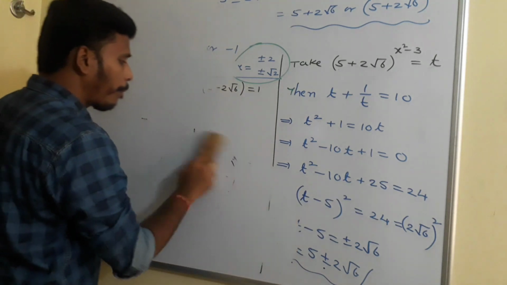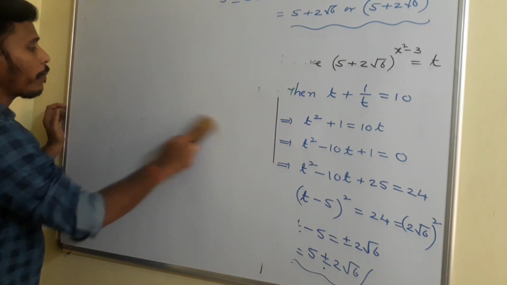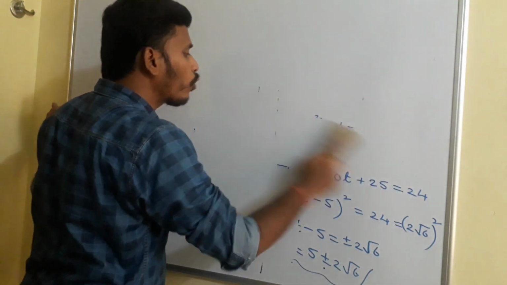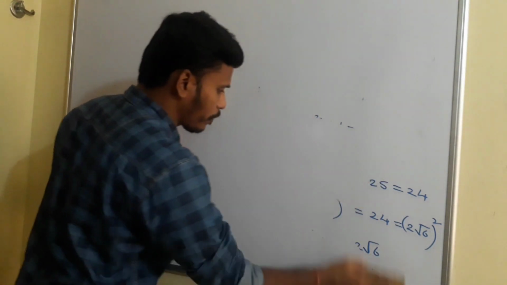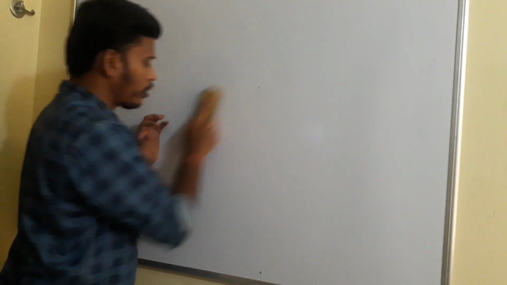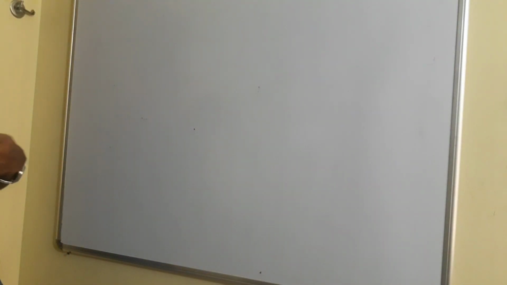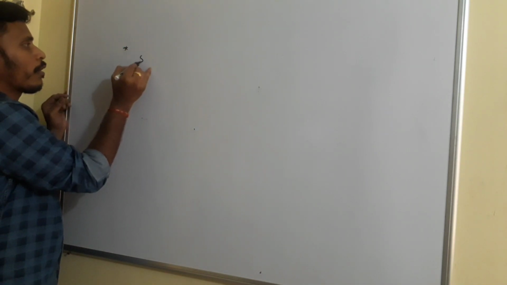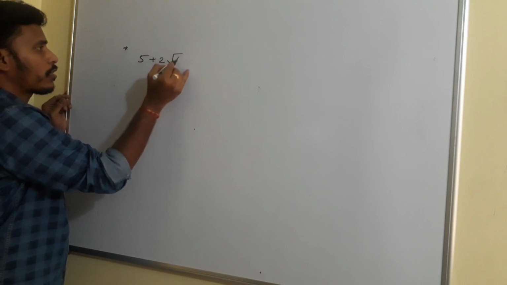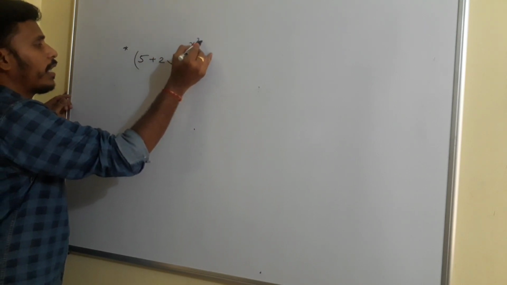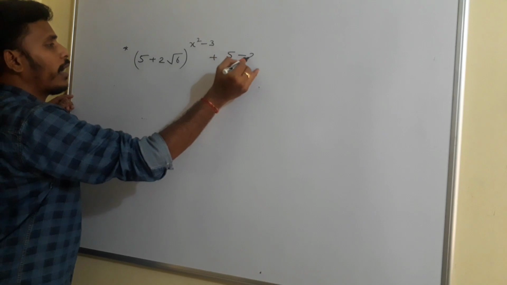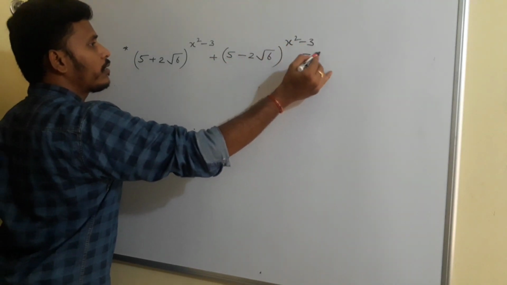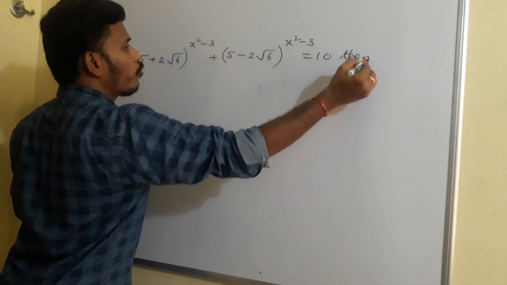Just observe the pattern of the question, the format of this question. With that format, I am going to give you a generalization for this problem. How the question is there, how the format of the question is there. If you observe, the question is like this: 5 plus 2 root 6 to the power x square minus 3 plus 5 minus 2 root 6 to the power x square minus 3 is equal to 10. Then they ask you to find x.